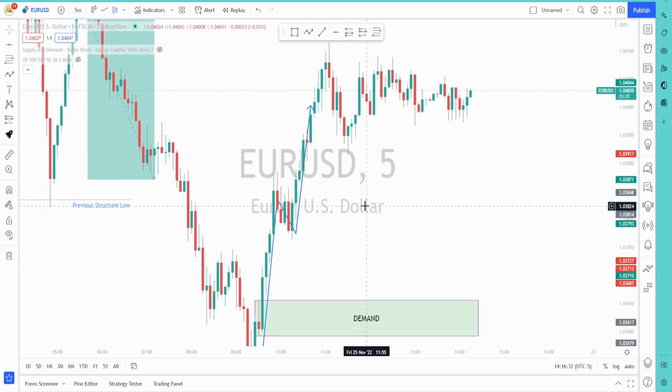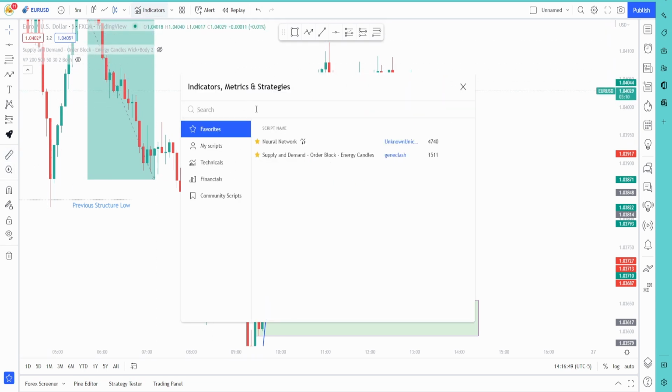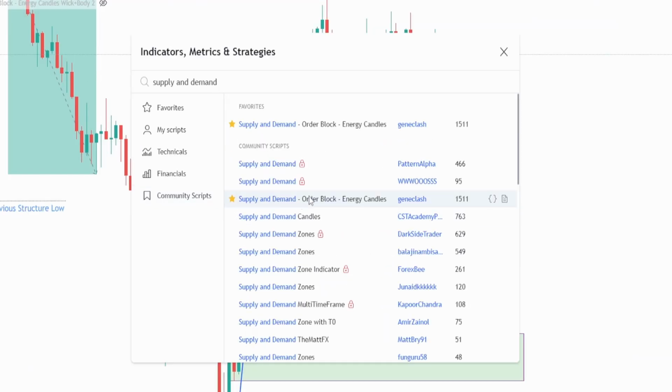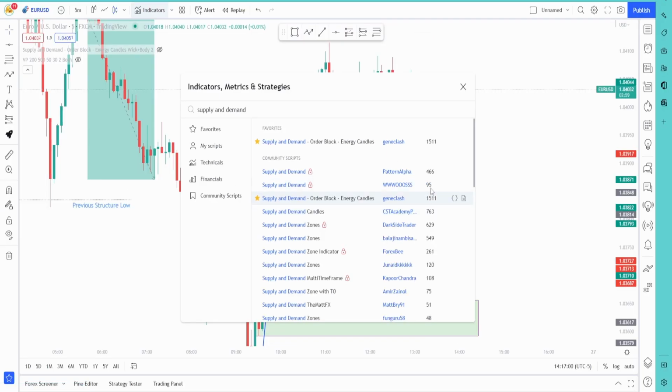Now, when you're trying to mark these off, I want to share with you this supply and demand Forex indicator that I think is going to help you a little bit. Let's take a look at this. When you're trying to search for it, you just have to type in supply and demand. And it's this one right here, Order Block Energy Candle by Gene Clash. It's one of the most popular ones on the list here.